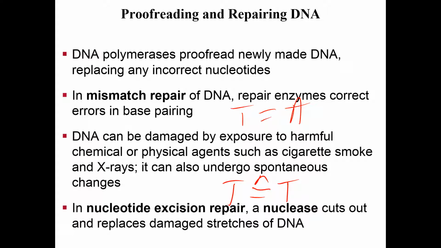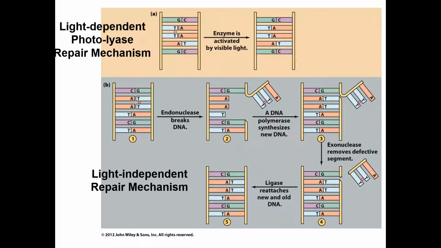So here you'd have the removal of the dimer and replace it with the appropriate bases. Looking at the thymine dimer, there's a light-dependent mechanism called photolyase. Photolyase comes in and will basically cleave that dimer, so that now there's no longer a covalent bond linking those two thymine bases. The light-independent mechanism is the nucleotide excision repair.